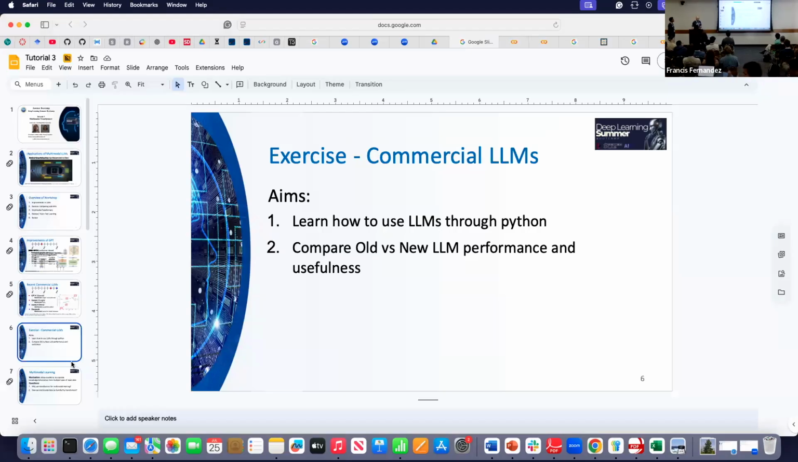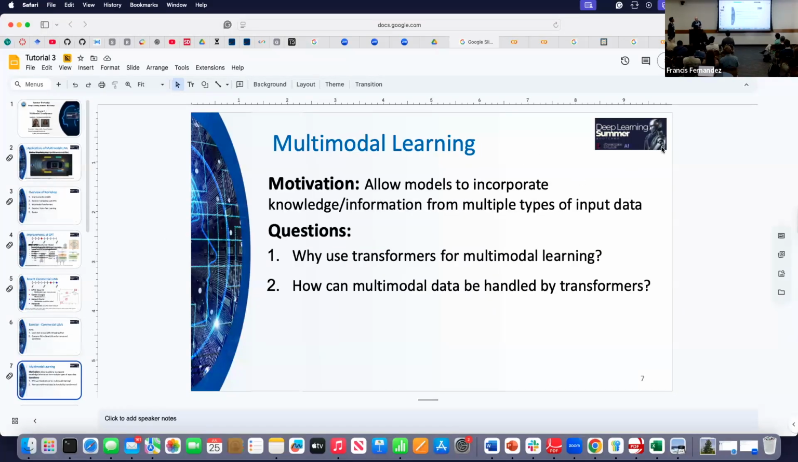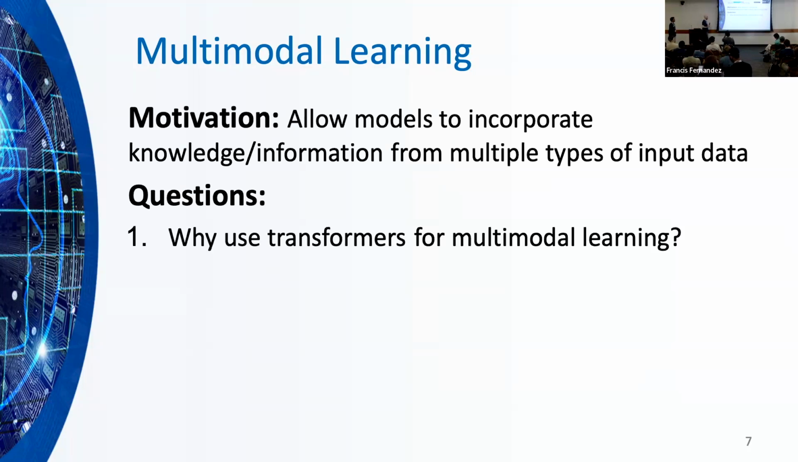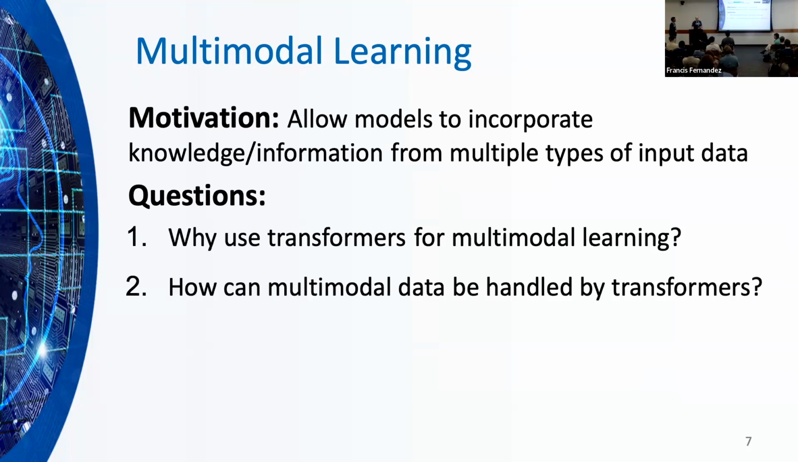We are now going to shift gears into multimodal learning. And as a reminder, this is the idea of having multiple types of inputs or multiple types of data being either input or output from the model. In particular, we're going to focus on these 2 questions: why are we using transformers for this multimodal learning? And how can different types of data actually be compatible and used within the transformer?